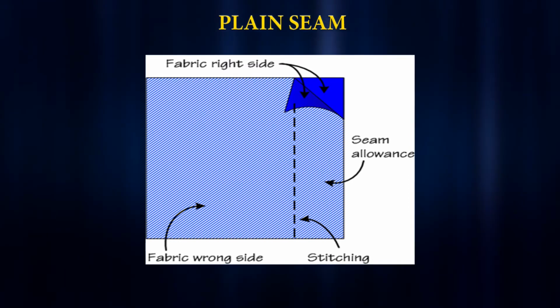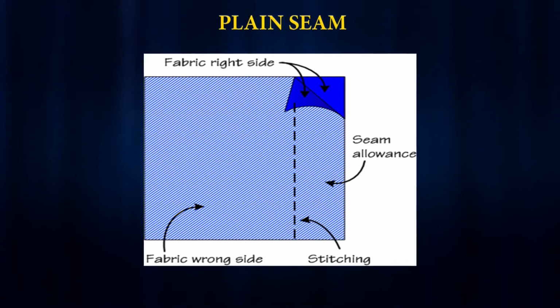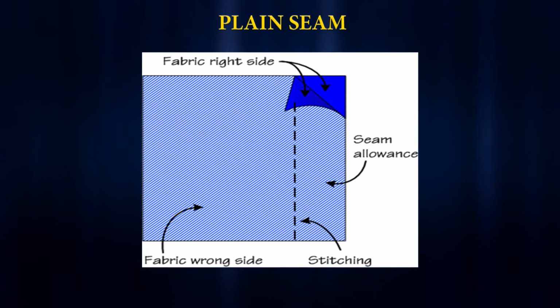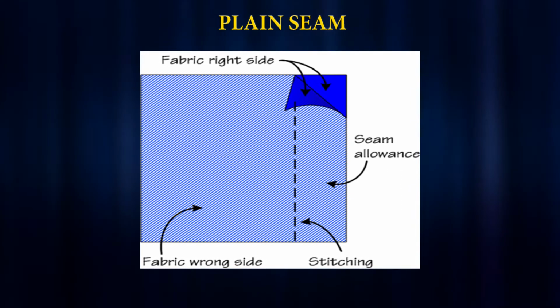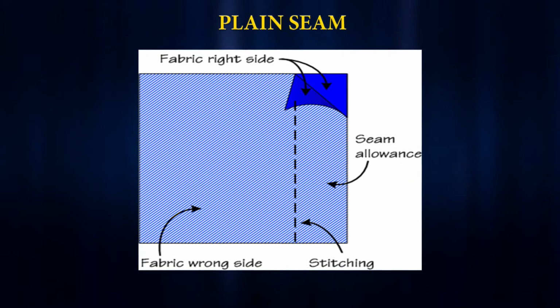So we decided a seam allowance. You can see the mark on the fabric. We decided the seam allowance to be half an inch or 1 centimeter, and we do the stitching leaving the seam allowance, and we get the fabric joined together.